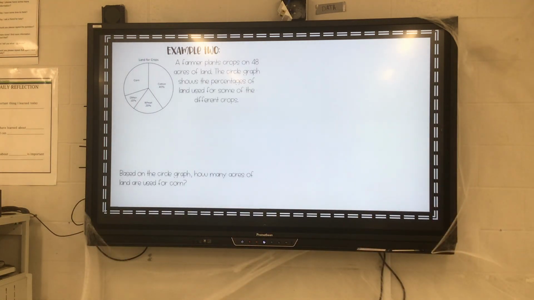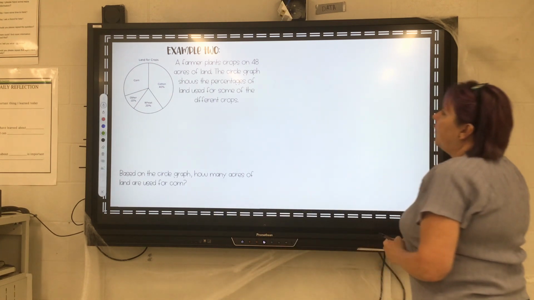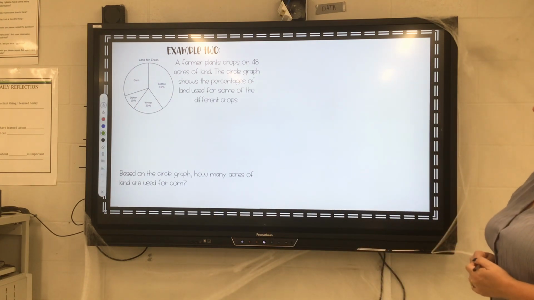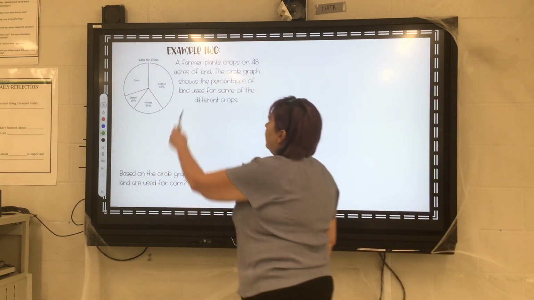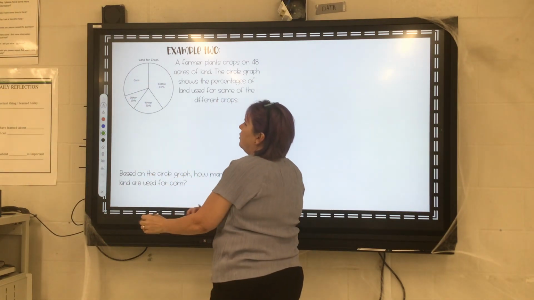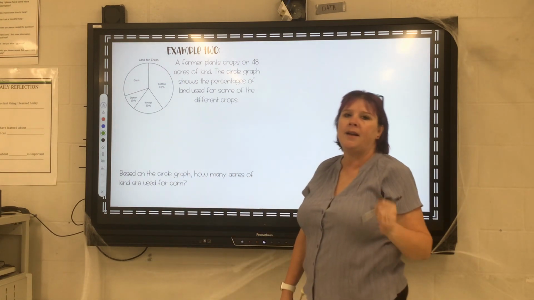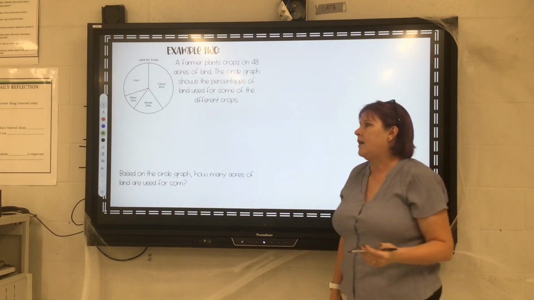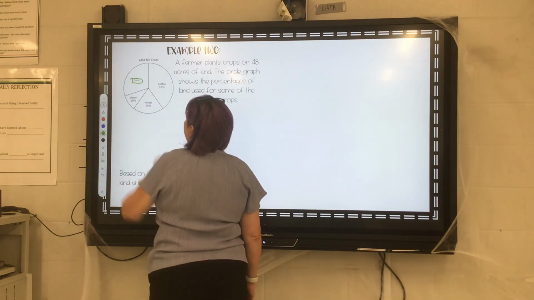Okay, number 2. The farmer plants crops on 48 acres of land. The circle graph shows the percentages of land used for some of the crops. For those that can't see it, cotton is 40%, wheat is 20%, other is 10%. Corn does not have a percentage. That's where we're going to have to start, is we need corn to have a percentage.